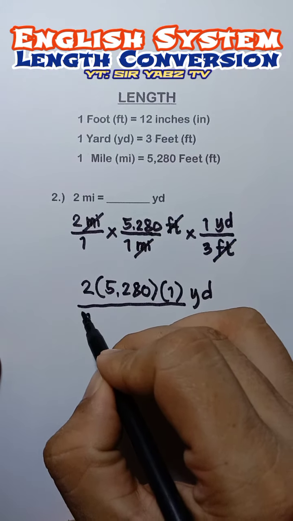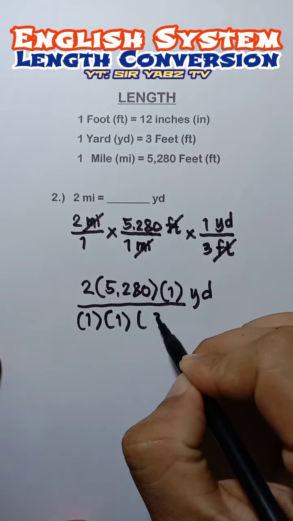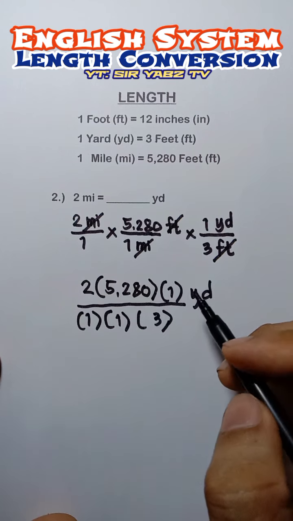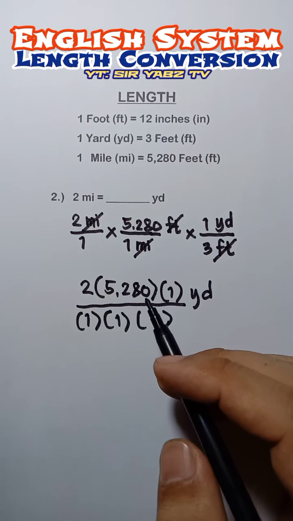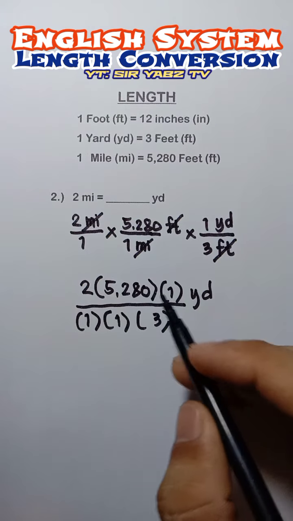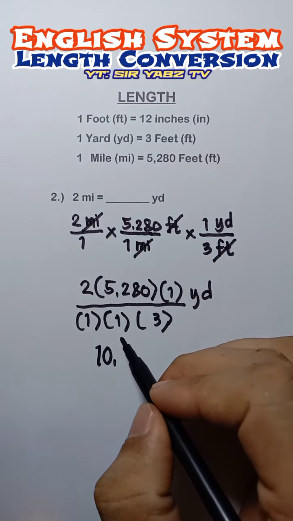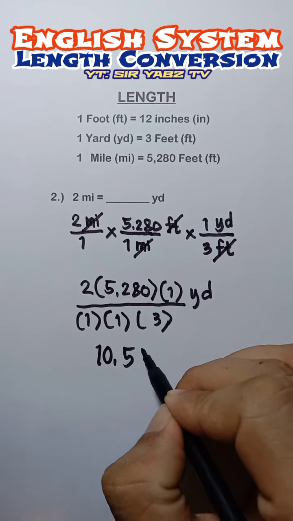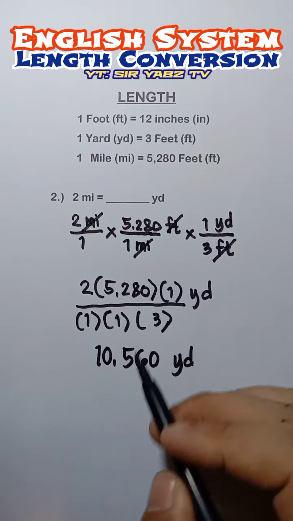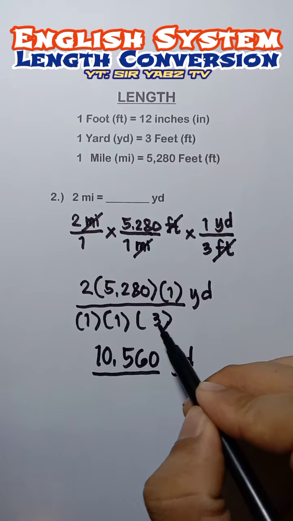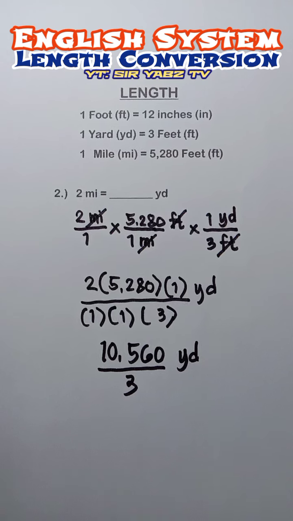Denominator, 1 times 1 times 3. So let's simplify. 1 times 1 times 3. So we have 2 times 5,280 is just equal to 10,560 yards. Now the denominator will be 1 times 1 times 3. So that is 3. Then let's simplify.